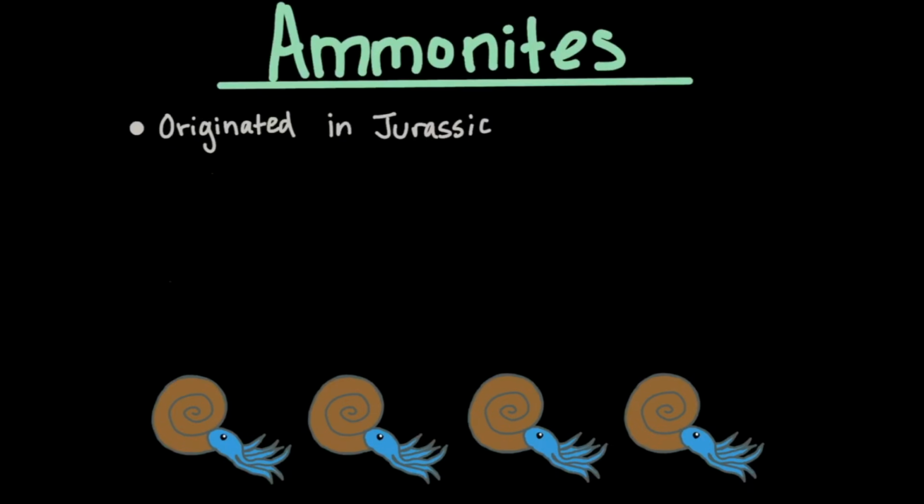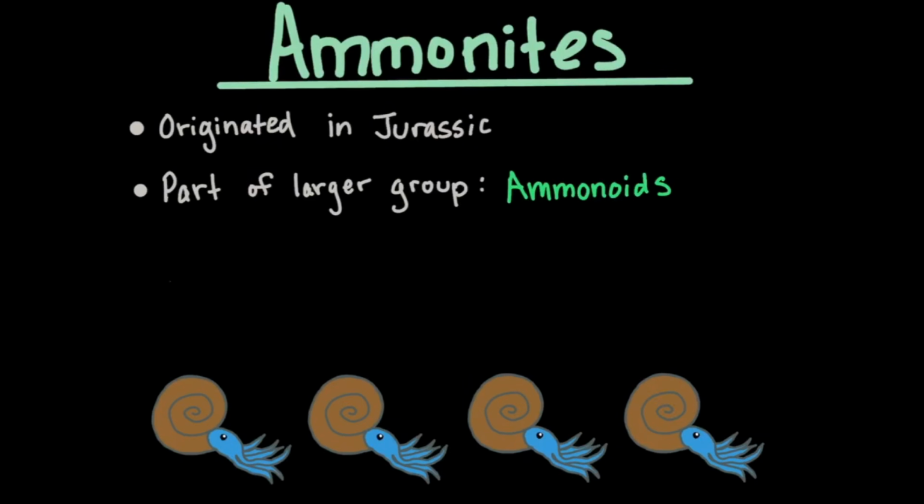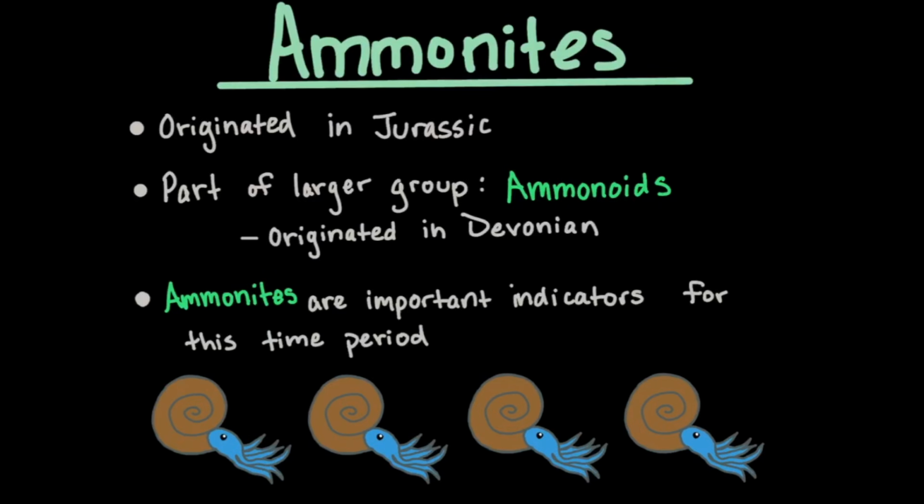An important invertebrate group that originated in the Jurassic were the ammonites. The ammonites were a part of a larger group, ammonoids, which had evolved as early as the Devonian. Ammonites had rapid diversification throughout the period and the rest of the Mesozoic. Ammonite fossils are an important indicator of this time period.